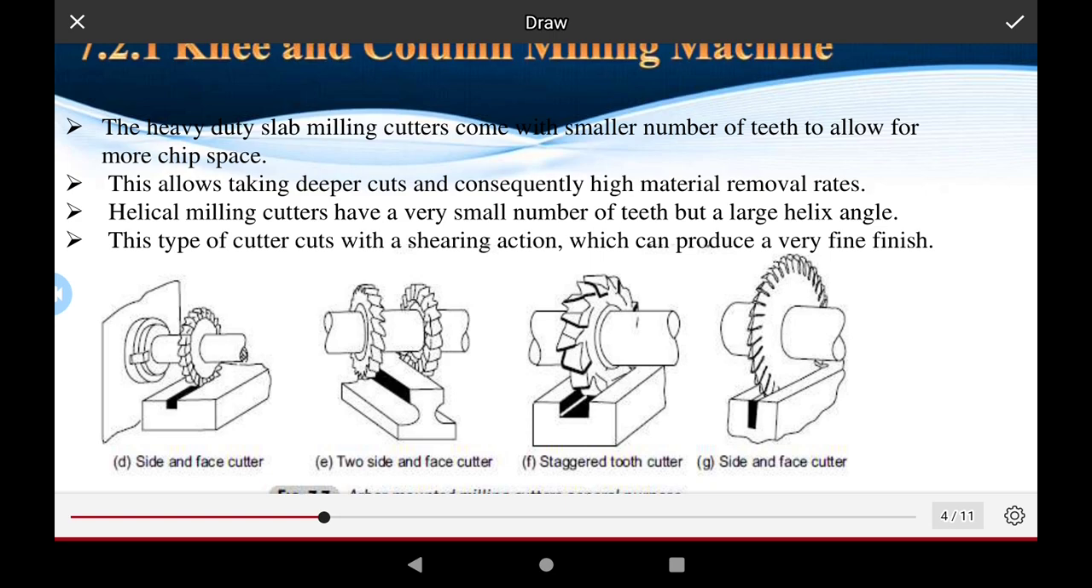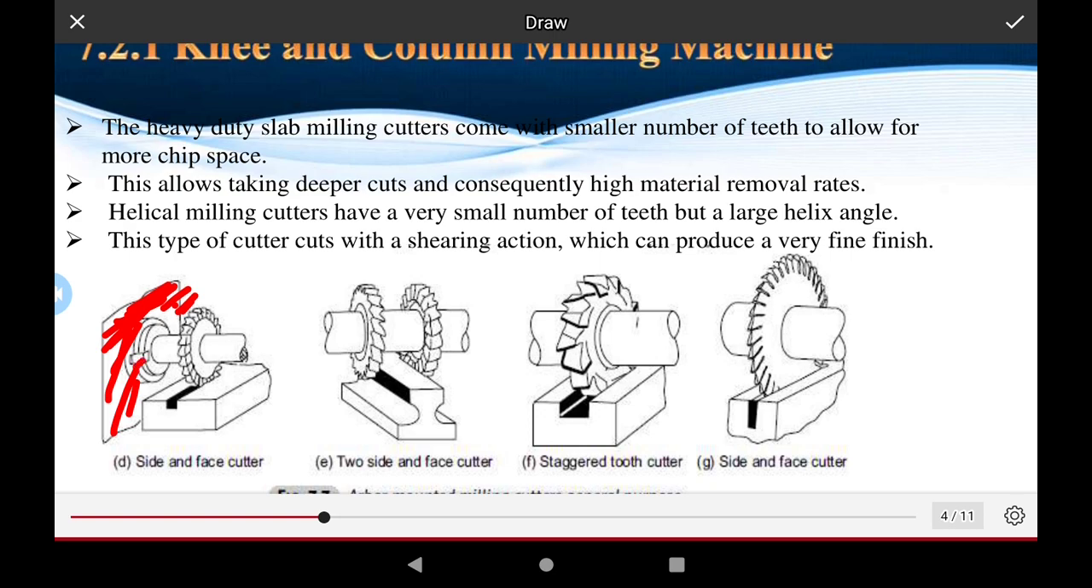The slab milling cutters come with a small number of teeth, which allows for more chip space. This is for the large workpiece. This is the holder for the tools in the workpiece. The tool faces the workpiece, and the tool is held on the head of the milling machine.